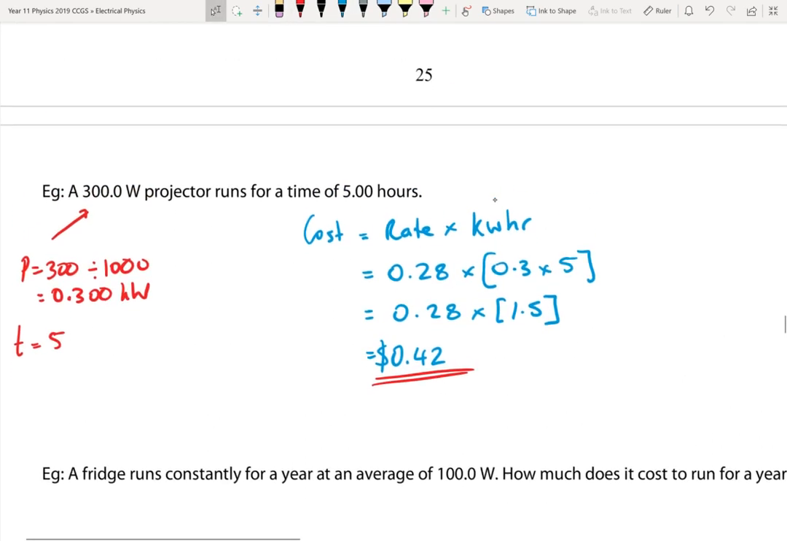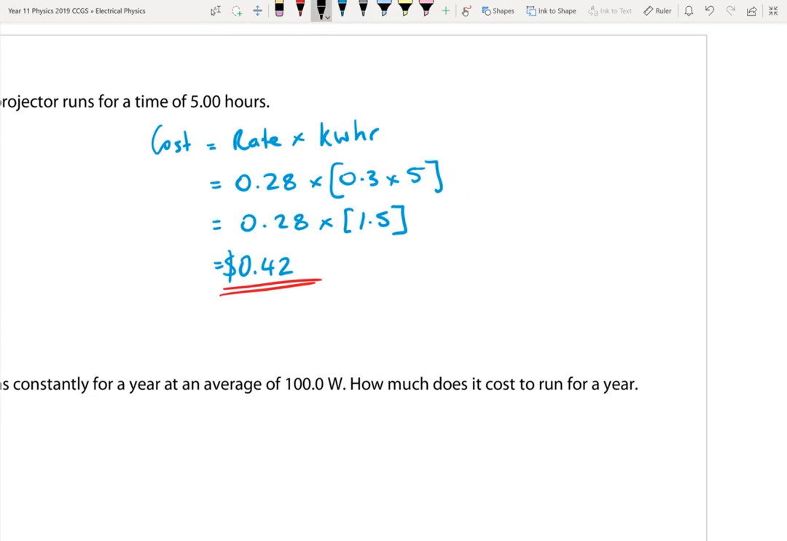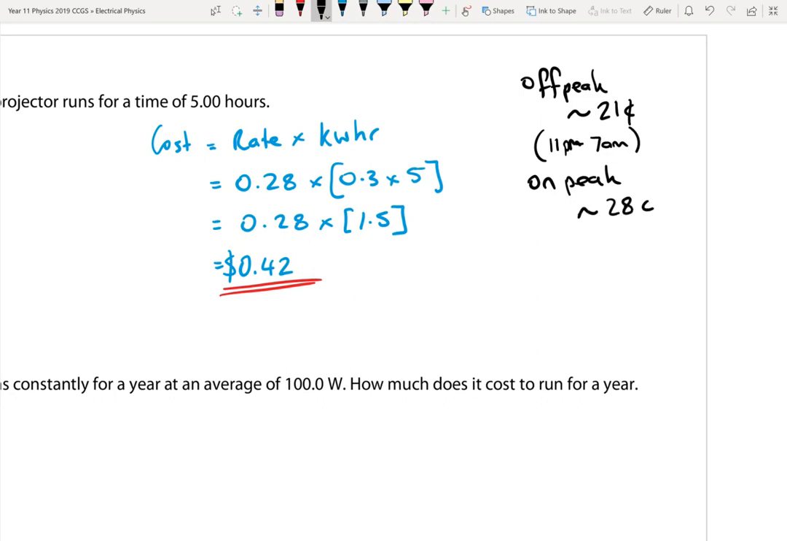So just before we continue, sometimes we have off-peak cost. Sometimes it's charged as less, you might get around about 21 cents per kilowatt hour. In off-peak times, that might be between the hours of, say, 11 p.m. to 7 a.m. And then you've got on-peak, which would be 7 a.m. to 11 p.m. And generally, it's more expensive in these times.